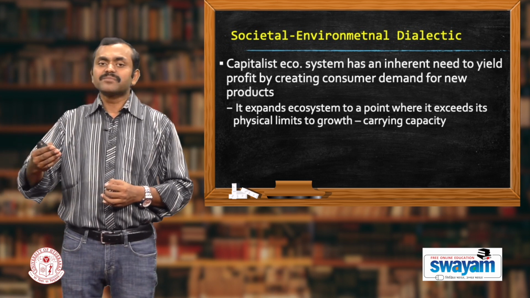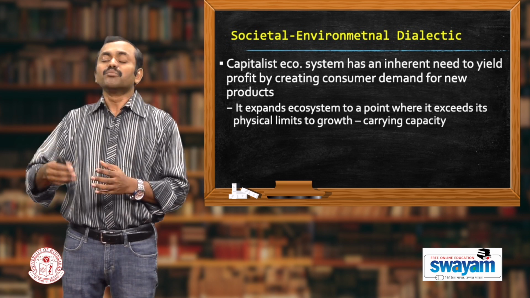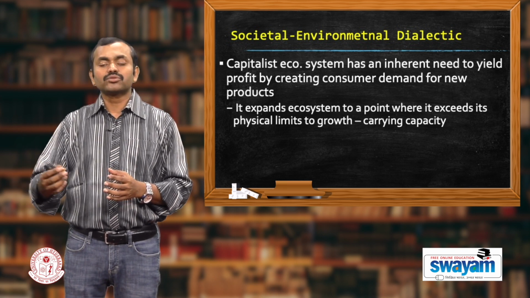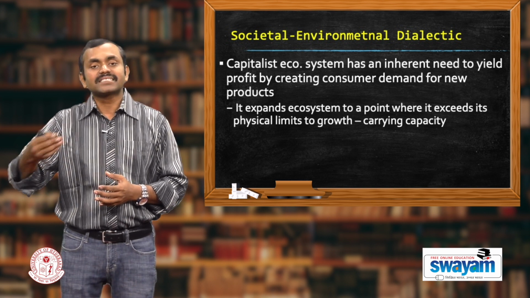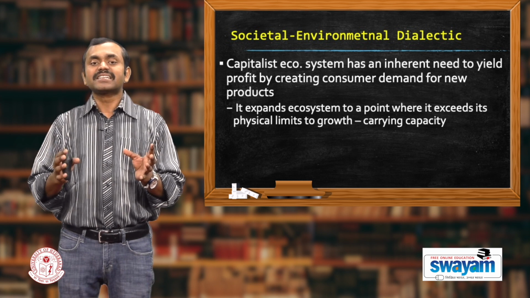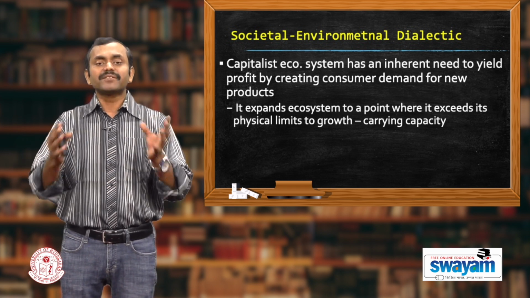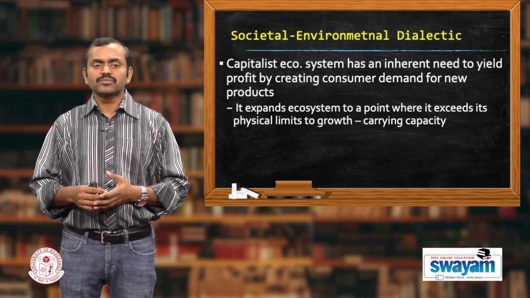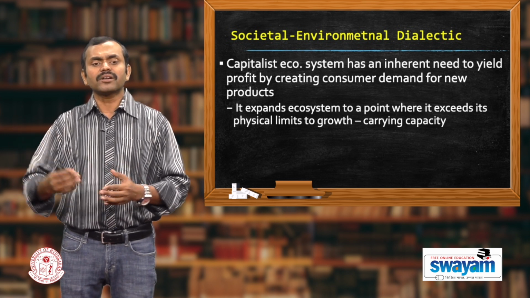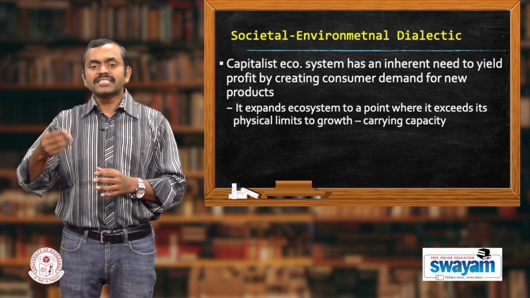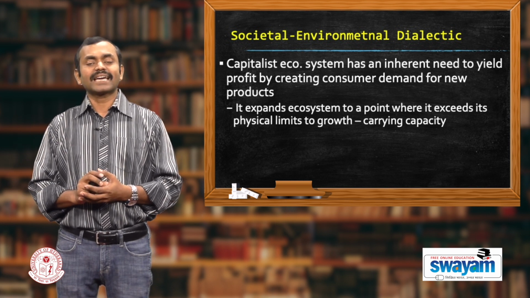So, how can capitalism generate profit? Only when capitalism can keep consumer demand alive. Therefore, Schnaiberg says that to create new demand for consumers, capitalist society relies to a great extent on advertisement, and advertisement creates a demand for products. As demand for products increases, capitalism will produce more, and in this profit maximization, this process of production of new products, expands the ecological system to a point where it exceeds the physical limit to growth, or the carrying capacity.